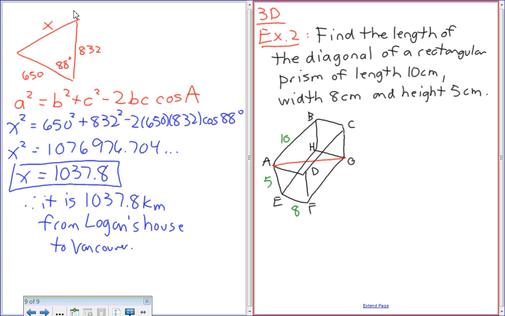So triangle number 1, hold on a sec. Triangle number 1 I'm going to need here is going to look like this. Okay? I should use my triangle tool. So that's going to be triangle AEG right there. Okay? I know that height's going to be 5.